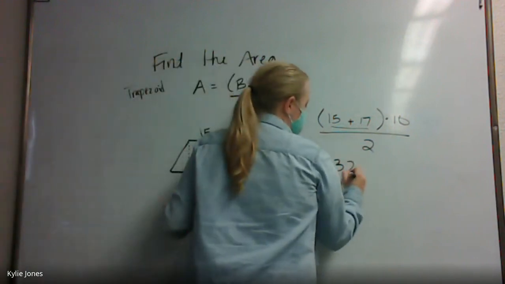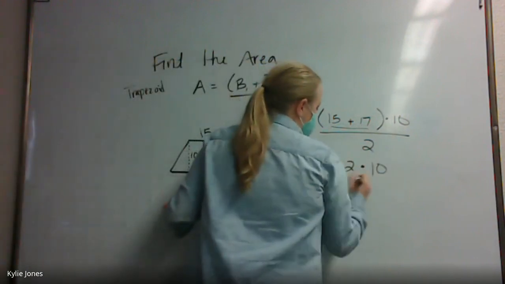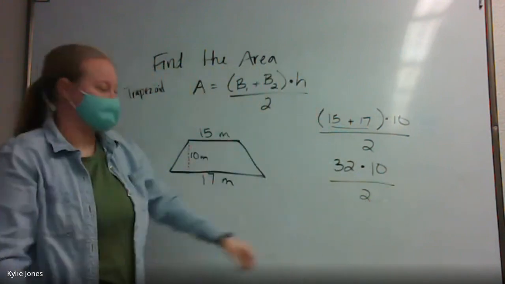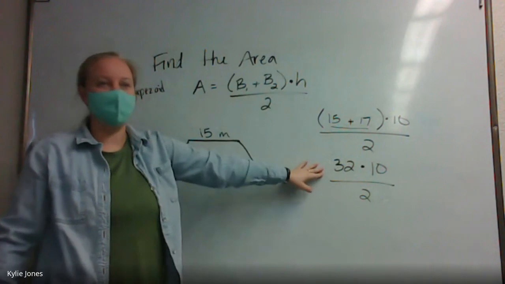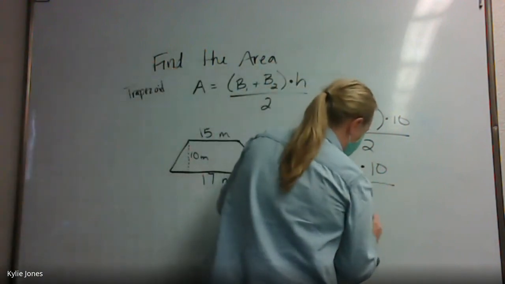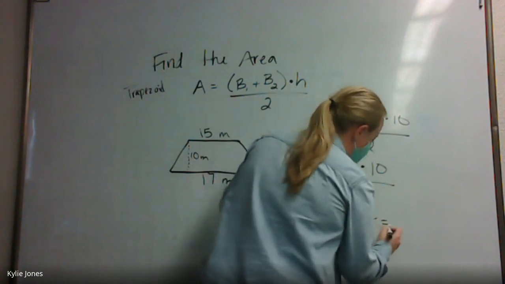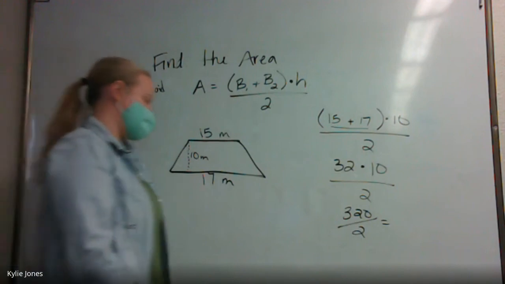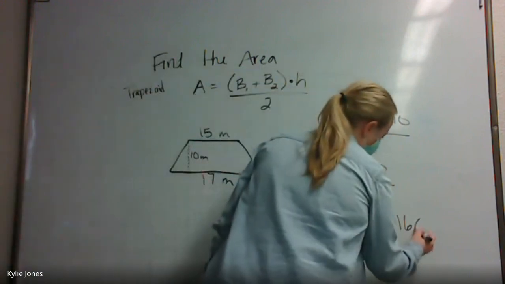And then I did that part in my head. And we need to multiply by 10. You just add a 0. And then we can divide by 2. What is 320 divided by 2? Yeah, 32 times 10 is 320. Divided by 2, we get 160. 160 what? Meters squared.